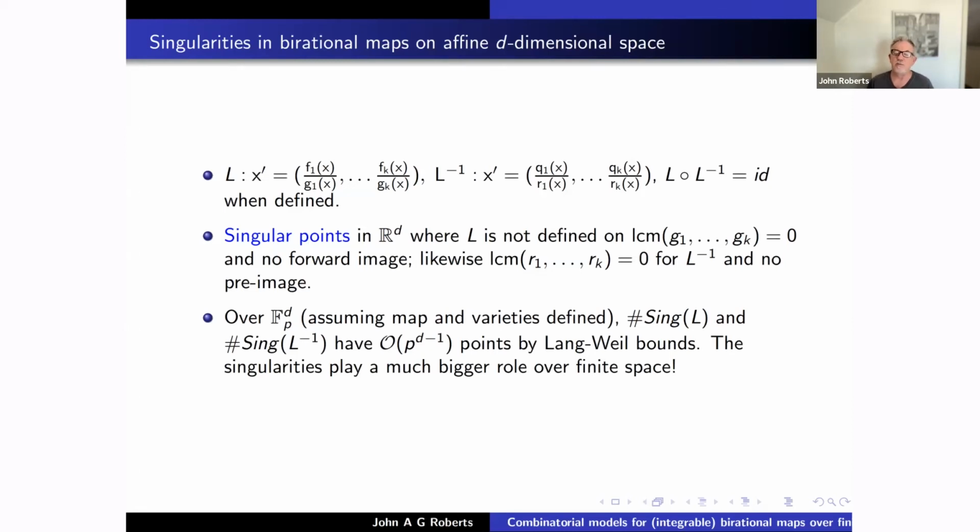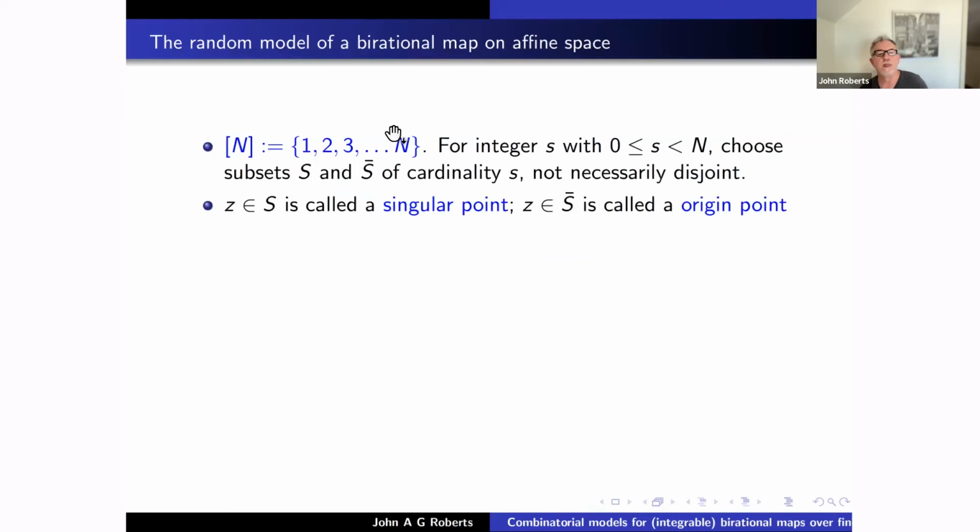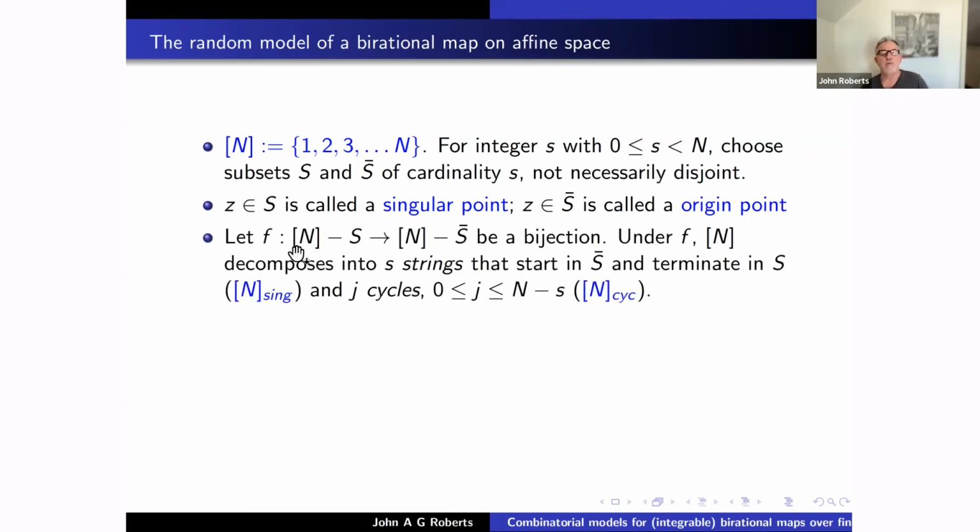The model I'm describing now is just a piece that we had to put in to that eventual calculation of the expected number of integrals. And it's all about knowing what's the background behavior if we didn't have the integrals. So we defined this model. Suppose your space is the integers 1 to n, and for some integer s, choose subsets, which I'm going to call S and S bar, of cardinality little s, and these need not necessarily be disjoint. If you're in S, you're going to be called a singular point, and if you're in S bar, you're going to be called an origin point. Otherwise, let's say that your map is a bijection.